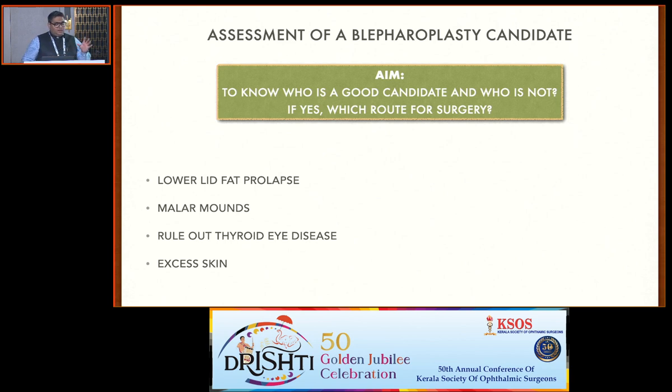So patients typically have lower lid fat prolapse. This is essentially the orbital fat. There are 3 fat pads in the lower lid: the medial, the middle, and the lateral. The medial is a continuation of the intraconal orbital fat. The middle and the lateral are separate, isolated fat pads. They can even have malar mounds, which are fluid bags on the cheek, which often get mistaken for lower lid fat prolapse.